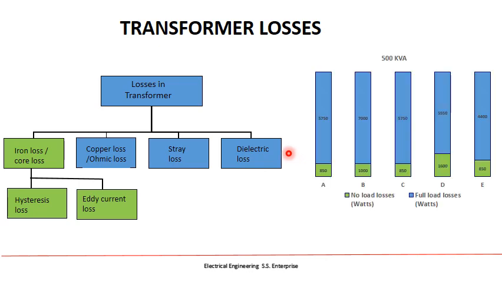For further study, we took 5 types of transformers, from manufacturers A, B, C, D and E. The rating is 500 kVA and we compared different losses. We found that transformer D has the highest no-load losses, 1600 watts, while transformer B has the highest load losses, that is 7000 watts.